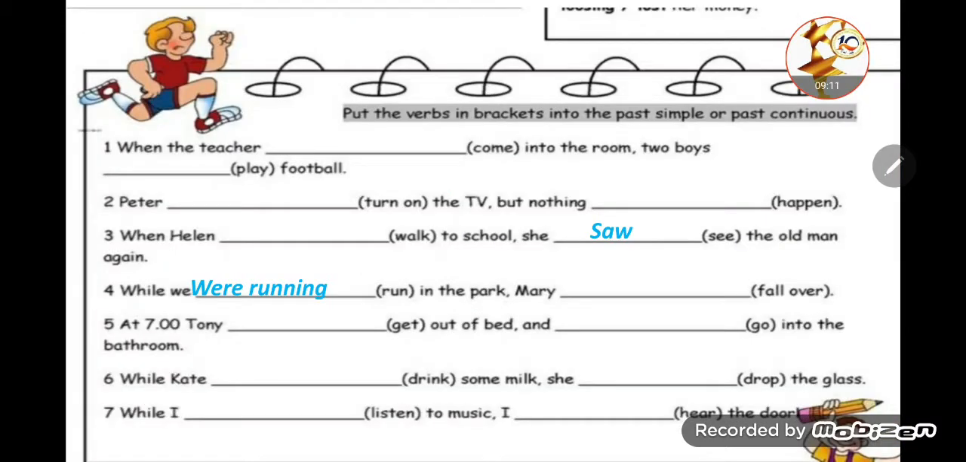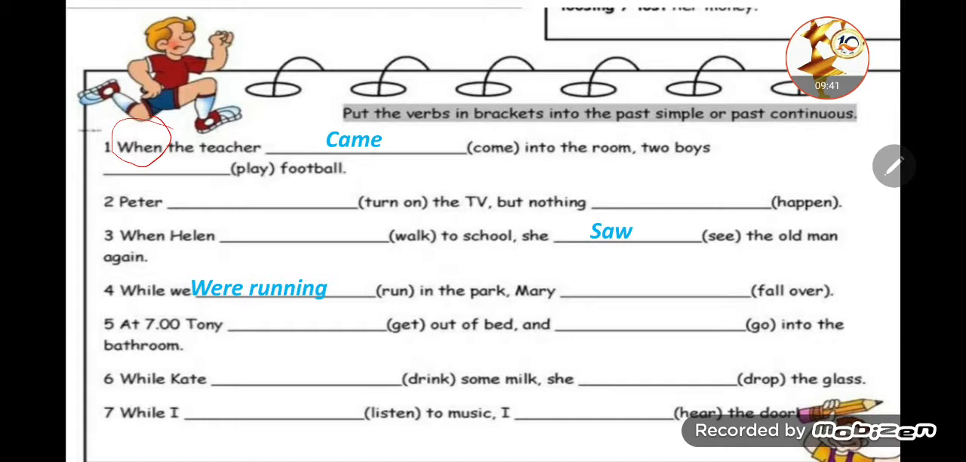Now move to question number 2. In a question or exercise number 2, put the verbs in brackets into the past simple or past continuous. يعني احنا بدنا نحط الفعل هون either past simple or past continuous. When the teacher come into the room, 2 boys play football. إذا أنا عندي هون when directly قلنا شو بيجي وراها came صح؟ إذا verb 2. When the teacher came into the room, 2 boys were playing football.